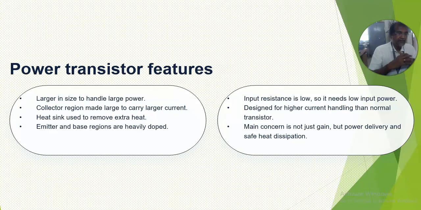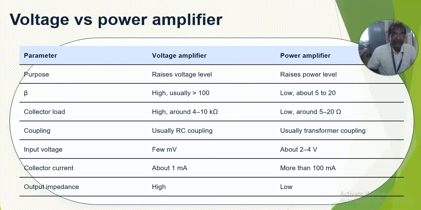Let me see the features of the power transistor. It is larger in size to handle large power, the collector region is made large to carry large current, a heat sink is used to remove extra heat, emitter and base regions are heavily doped, input resistance is low, so it needs low input power, and it is designed for high current handling compared to a normal transistor. The main concern is not just gain but power delivery and safe heat dissipation.